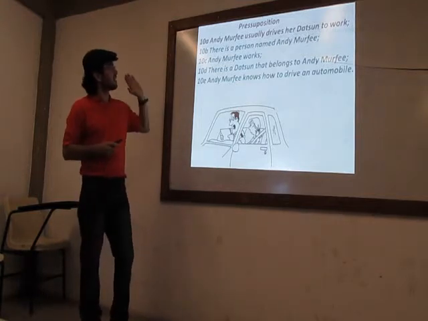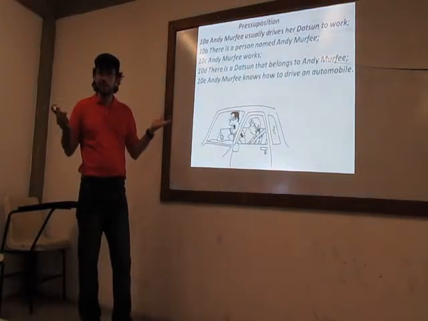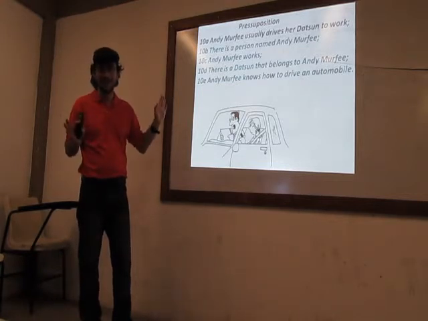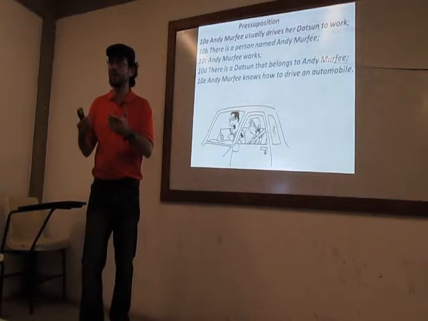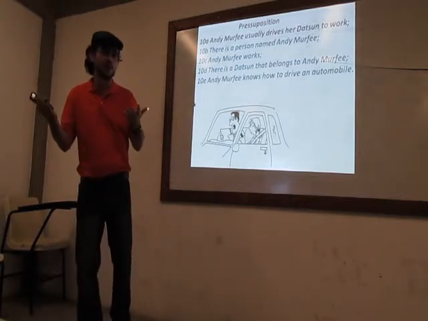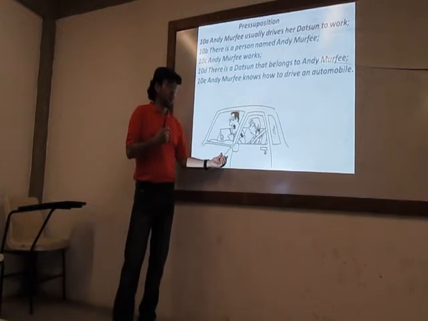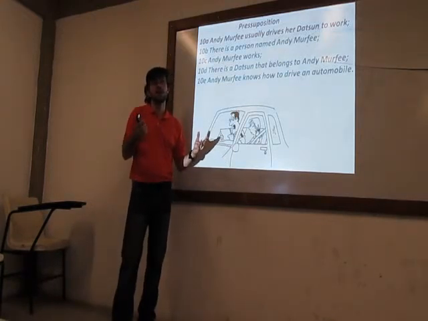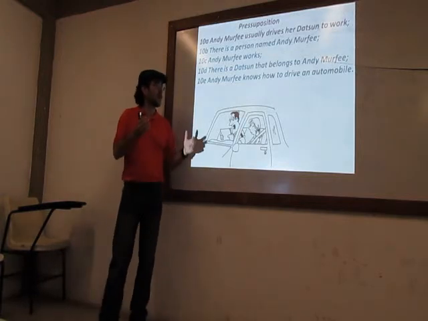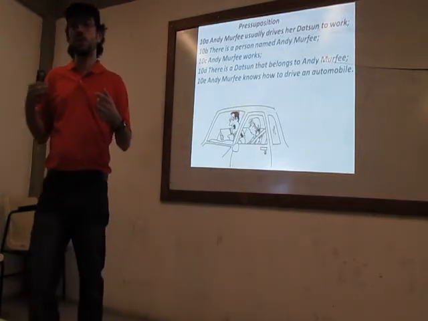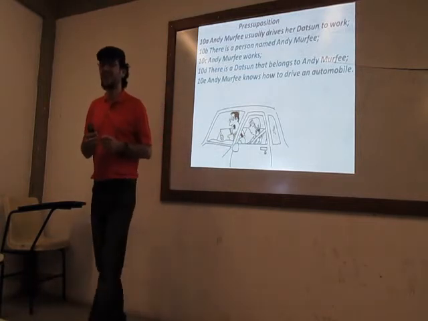For example, to say that Andy Murphy usually drives her Datsun to work, we have to understand that there is a person called Andy Murphy. We have to presuppose that. And that Andy Murphy works. If she drives to work, we have to presuppose that she has a job, a place to go. And there is a Datsun. To call this car, we have to understand that there is a make of car like Ford, Volks, Fiat, Datsun. And Andy Murphy knows how to drive. If she goes to work by driving a car, we have to presuppose that she knows how to drive. This is very simple.